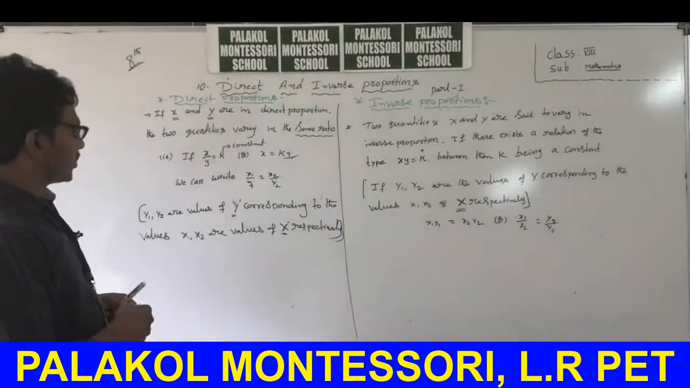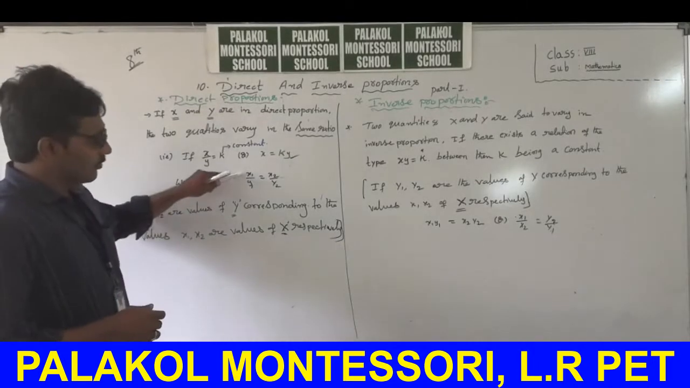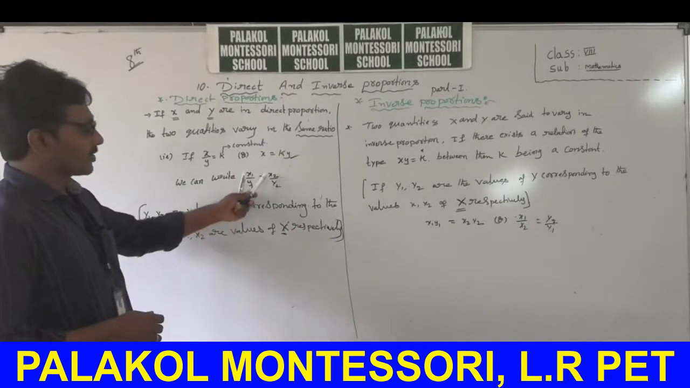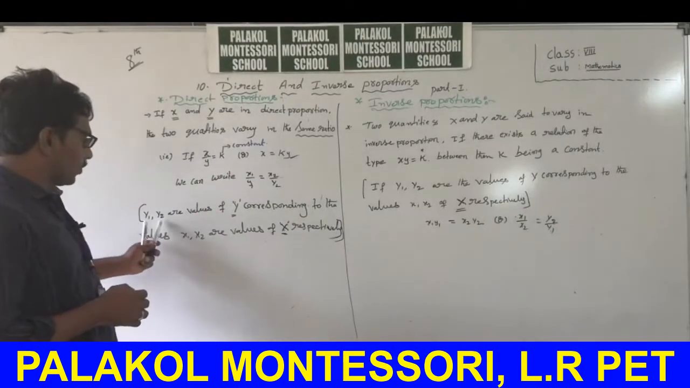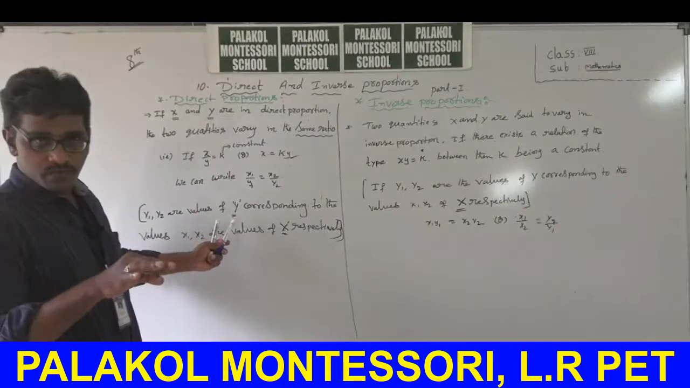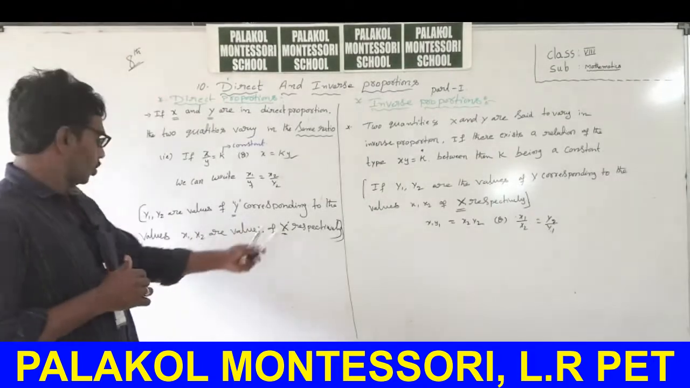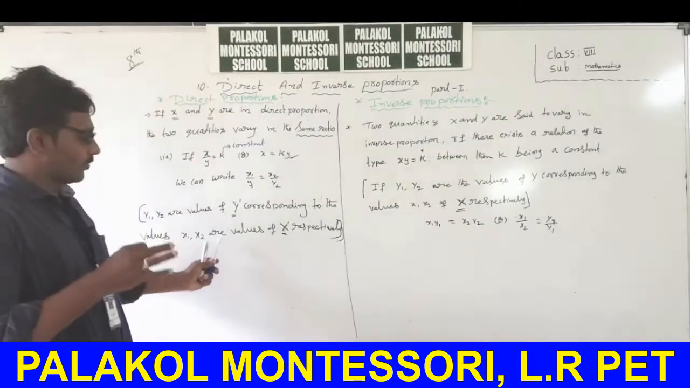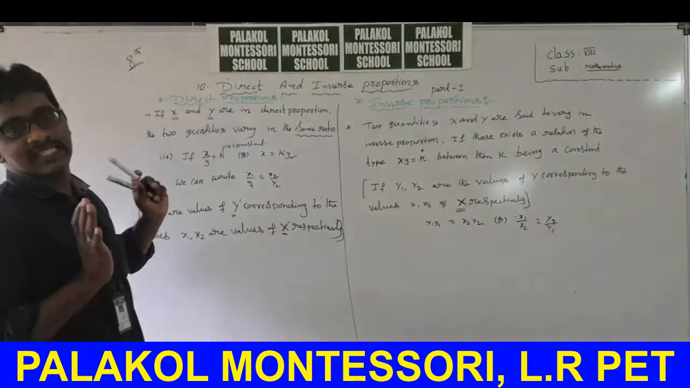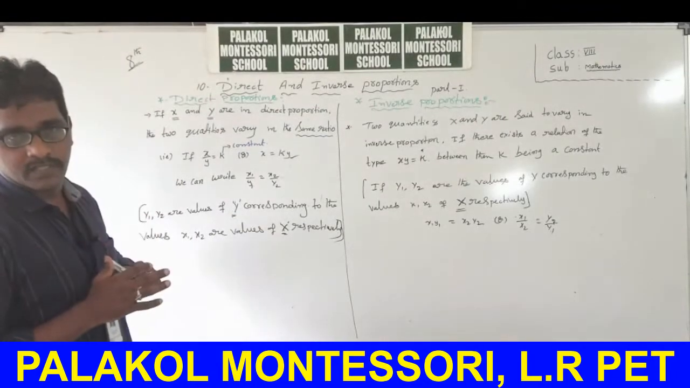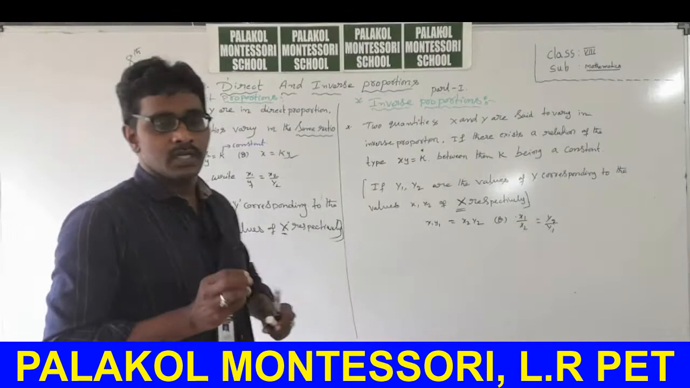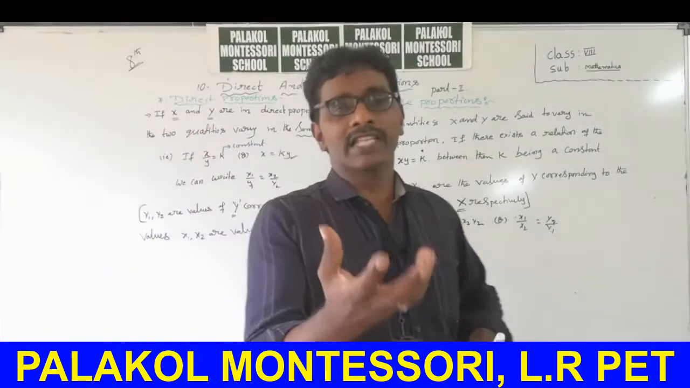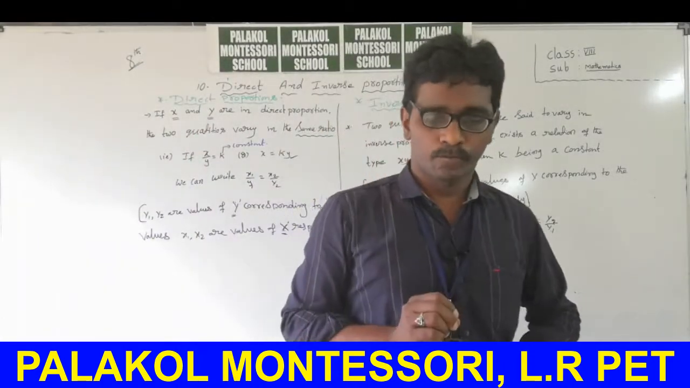Suppose in this case you can write x1 by y1 is equal to x2 by y2. What is the meaning of this? y1, y2 are the values of y corresponding to the values x1, x2 of x respectively. So this definition, leave it. Now I will explain it generally.